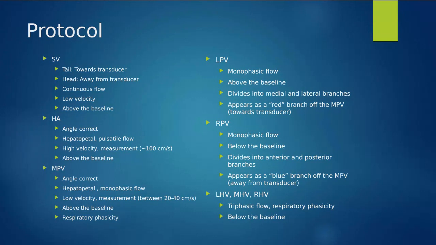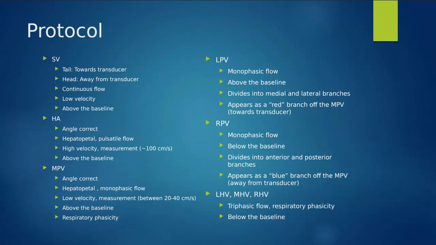So this is what the waveforms are going to look like on our spectral analysis. As we said, really the only thing that's going to represent a strong triphasic flow is going to be that hepatic artery. Everything else is going to be more of a continuous flow. And this is where we get to the pictures on the right side.